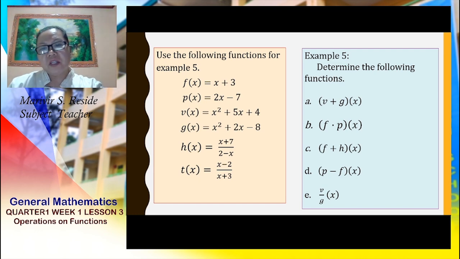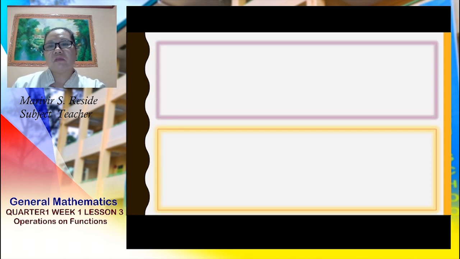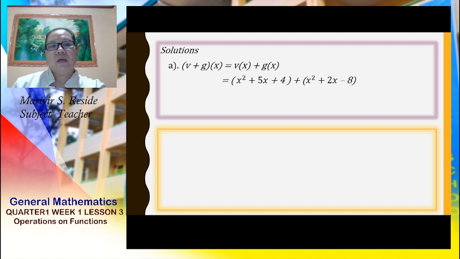You have to write down first, or we have to determine the given functions. Okay, it's on the left side. These are the given, and solve the 5 examples. So let's start with the first one. The first one says v plus g of x, it will be v of x plus g of x. Substitute the v of x, same true with the g of x. So we have x squared plus 5x plus 4 plus the g of x, which is x squared plus 2x minus 8. What do we get from here?